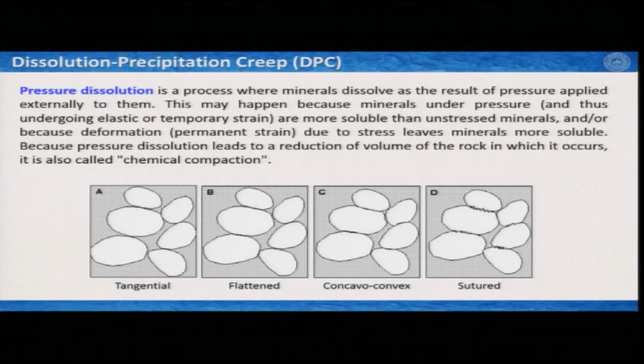So, here are these 4 images A, B, C and D, these 4 illustrations that tell you. You can imagine that these white areas are sand grains, and then they touch each other.